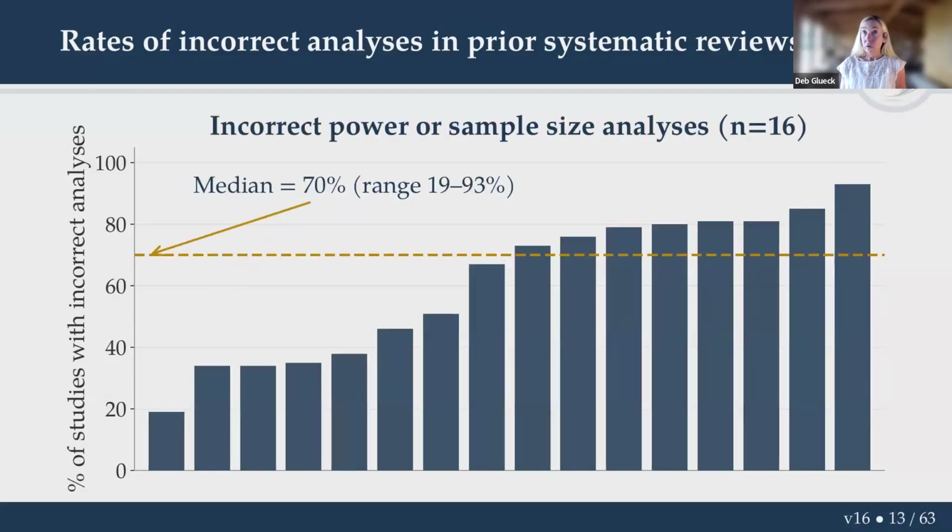The story was even worse when we look at power or sample size analyses. Here, the median among 16 reviews, which reviewed power and sample size rates, was that 70% of studies reviewed showed incorrect power or sample size analyses, with a range from 19 to 93%.